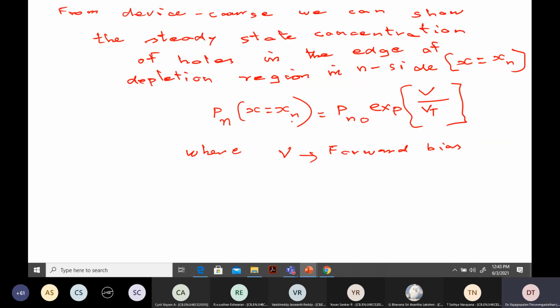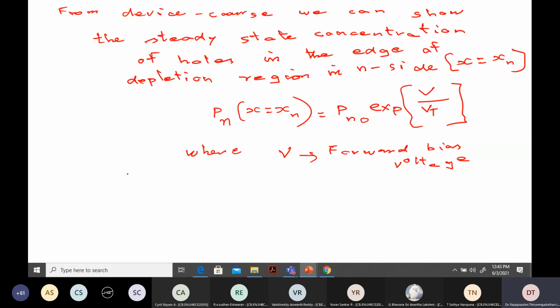So at x equal to xn. But why the exponential relationship comes from the device physics course, you have to go through a lot of derivation to come to that. It's an experimentally identified relationship, forward bias voltage V. Now the competition is within the thermal process, therefore it is V by Vt. So at x equal to xn, we will have Pn equal to Pn naught exponential of V by Vt.